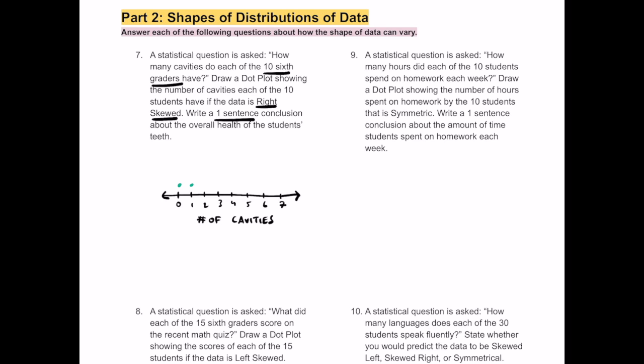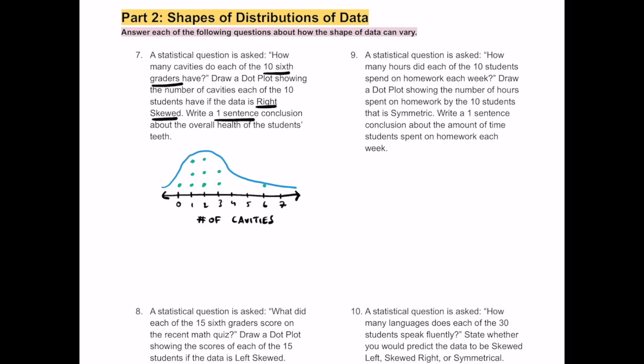So 1, 2, 3, 4, 5, 6, 7, 8, 9, and maybe 10. So here we have 10 data points, and we can see that most of them are on the left side, so we can conclude that this is definitely going to be right skewed. So here is most of our data, and then less data is on the right side. So this is right skewed.